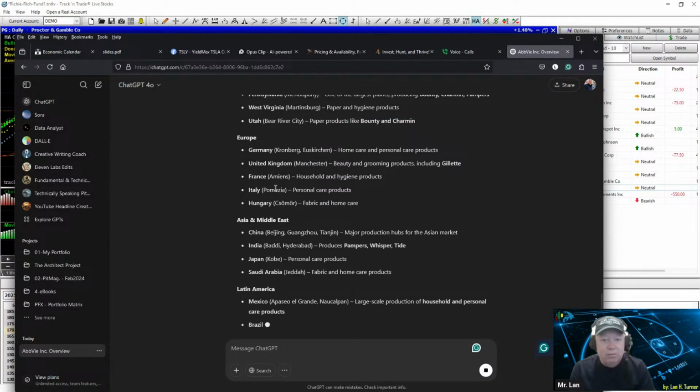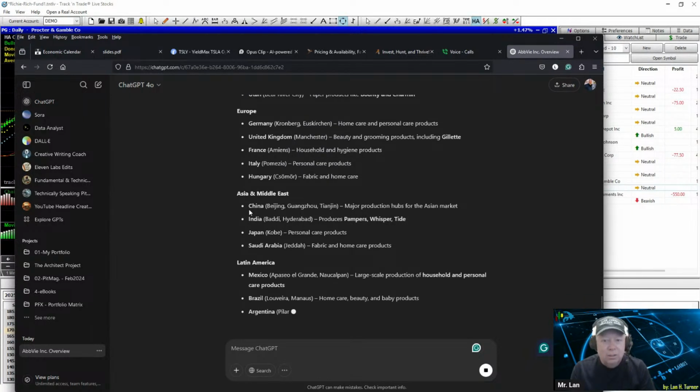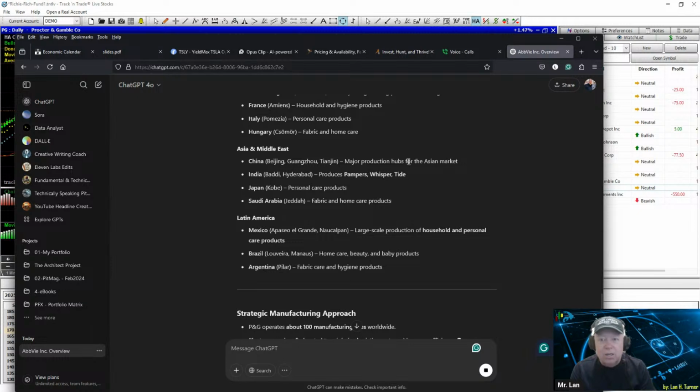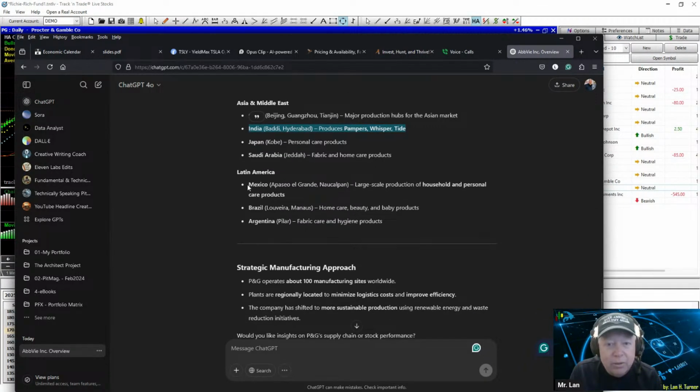Germany, United Kingdom, France, Italy, Hungary, Asia. Here we go. China, major production hubs for the Asian market, but that's for the Asian market. India, Pampers, Whisper, and Tide. India is not affected by the tariffs. Japan, personal care products. Saudi Arabia. Latin America, there we go. Mexico. They don't make anything in Canada, though.